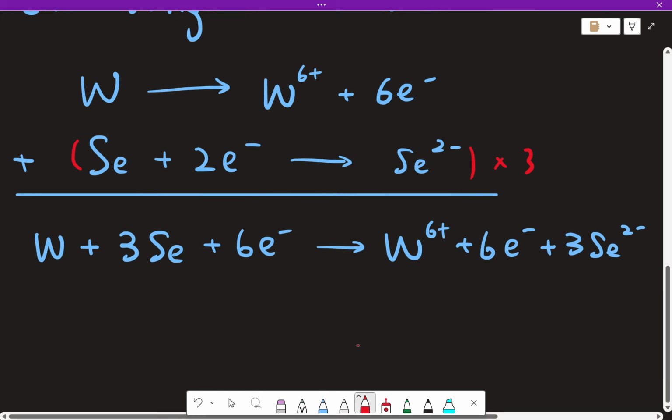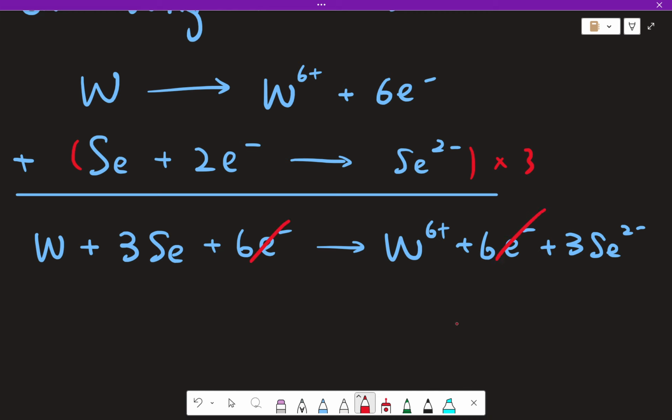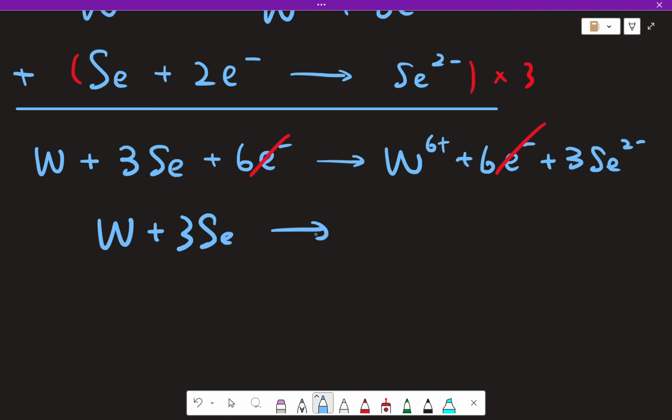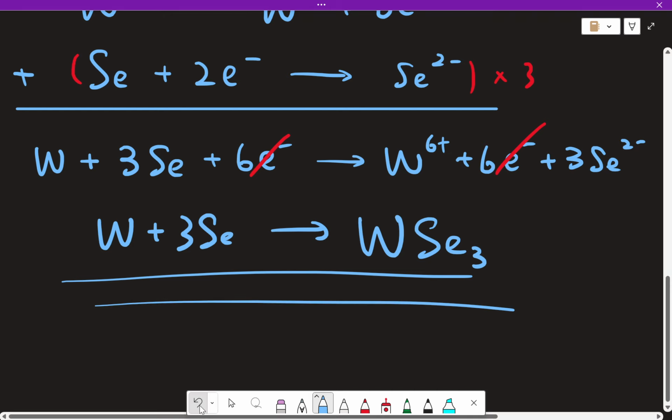And we will again cancel the 6 electrons, and we will write the equation down. And by combining the cations and anions on the product side, we would have tungsten selenide. And this equation is also balanced already.